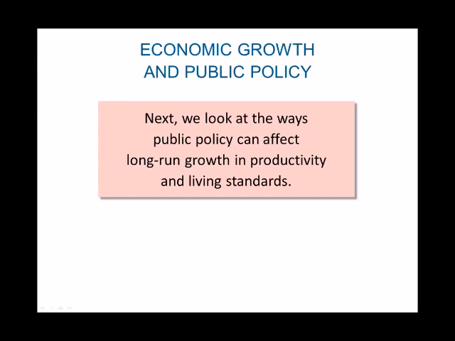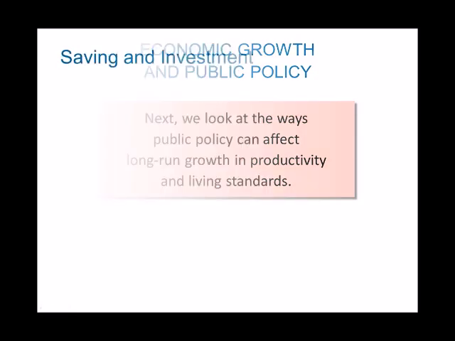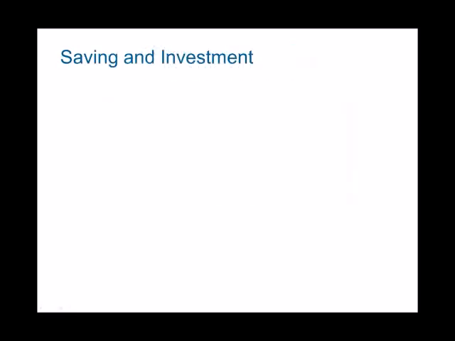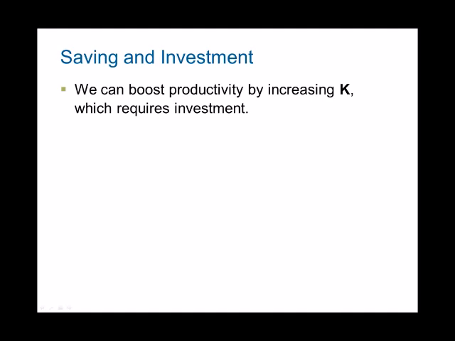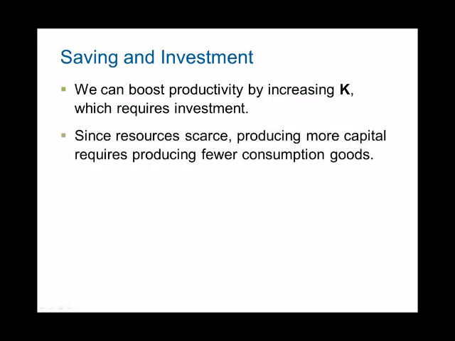So now we look at the ways public policy can affect increases in productivity and living standards. One is savings and investment. If we want to produce more capital, because one of the things we need to increase productivity is more capital, then we need to invest and create factories or machineries to produce more. Since resources are scarce, we have to save up money to produce capital, which means that we don't have that much money for consumption.